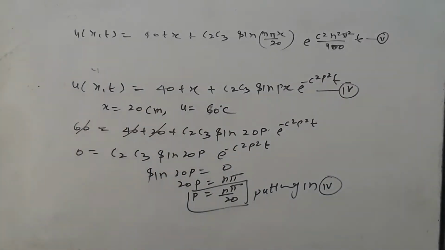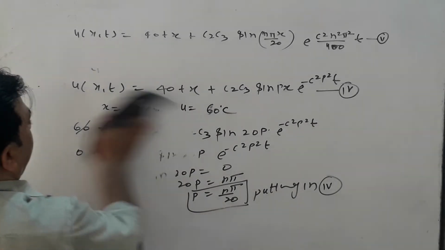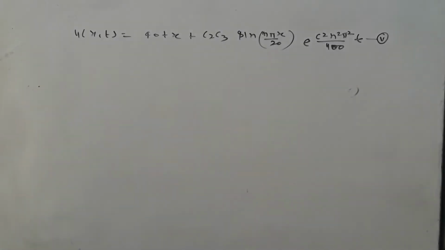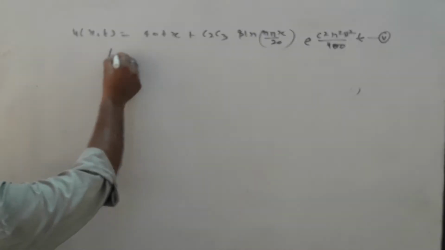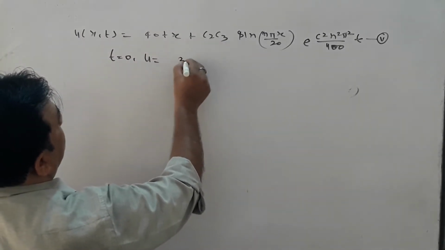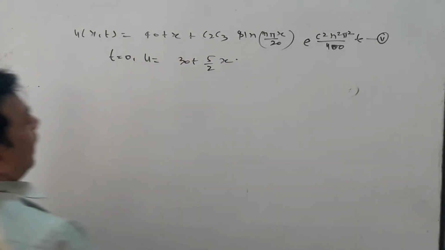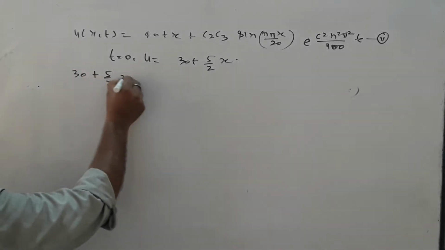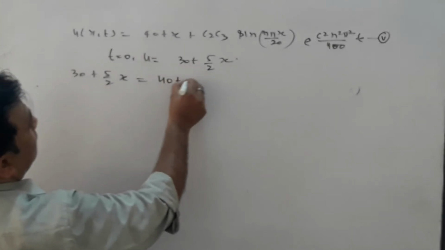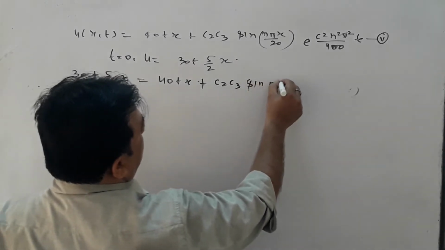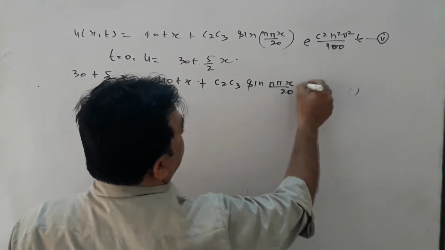Now applying the last condition. The last condition is here: t equal to 0 and u equal to 30 plus 5 by 2 of x. Applying this, 30 plus 5 by 2 of x, 40 plus x equal to C2 C3 sin n pi x over 20. For t equal to 0, the exponential value is 1.